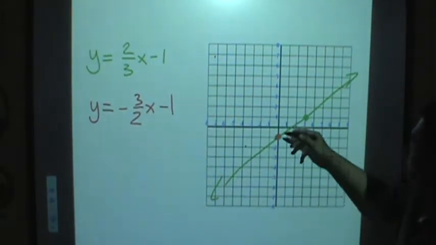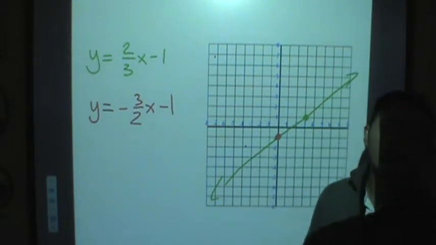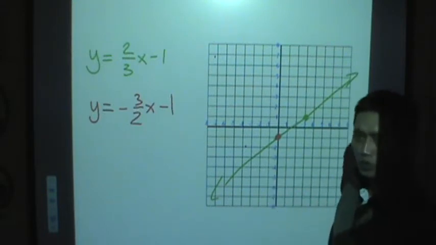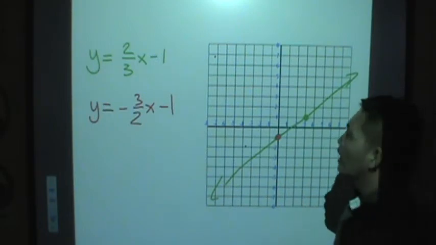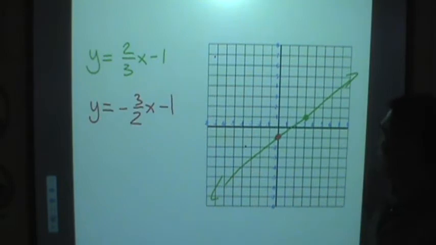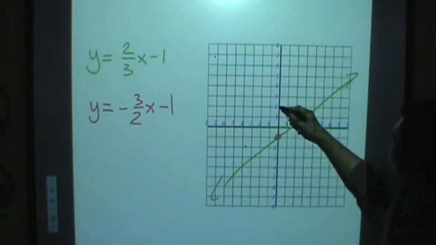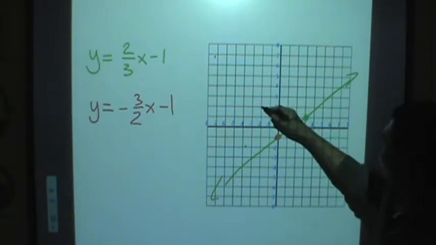So that means you are still going to go up, because we agreed that in graphing, given a slope, you always go up. Then the sign will tell you whether you go left or right. So right now we have a negative slope. So that means we go up 1, 2, 3, and then we go to the left 1, 2.